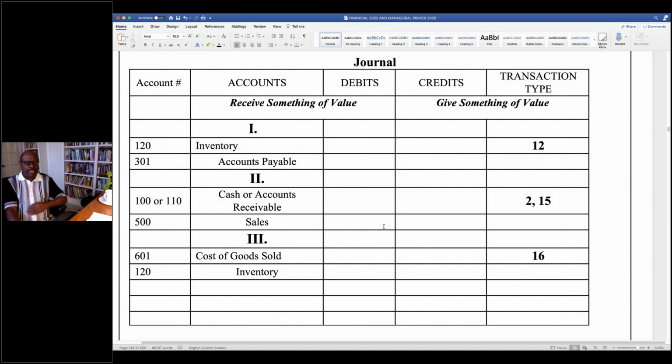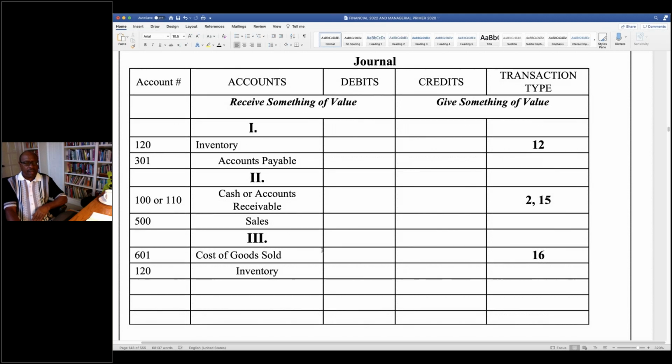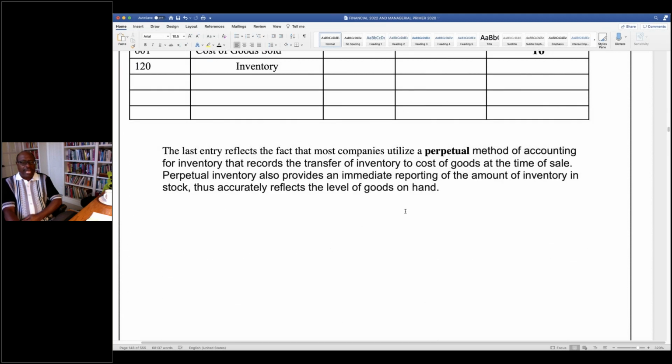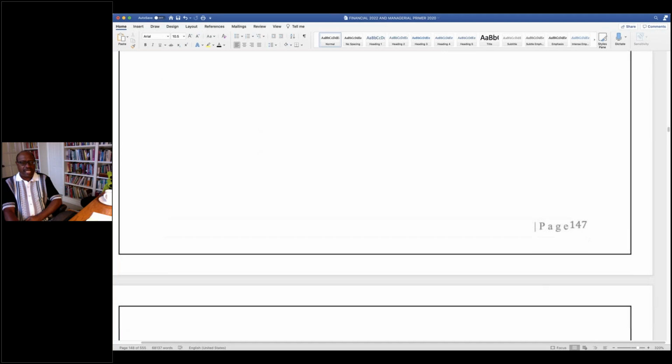If we had a business with a lot of low price items, they might not do this. They may just wait until once a year to do the inventory. But most companies today, when that sale is made, also make that companion entry to debit cost of goods sold and credit inventory. And that's called the perpetual inventory system. We'll talk briefly about the periodic system next class period.